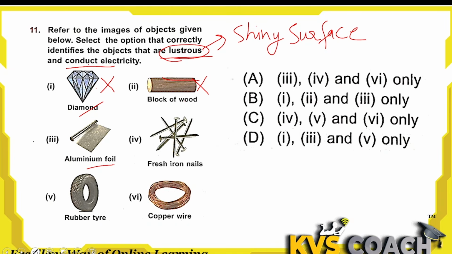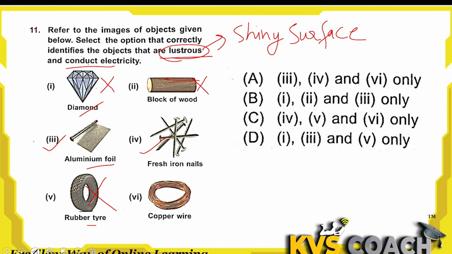For aluminium foil, aluminium is a metal, and yes, foil has a lustrous surface. They are shiny, they are lustrous, and yes, aluminium is a good conductor of electricity. So aluminium foil is the right fit here. Fresh iron nail, iron is again a metal, that's why it has lustrous property, and yes, they can conduct electricity also. So this is also correct here. Rubber tire does not have lustrous property because it doesn't have any shiny surface, and yes, they are insulators, they cannot conduct electricity also. So this is also not a fit here.